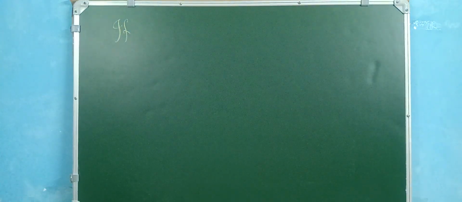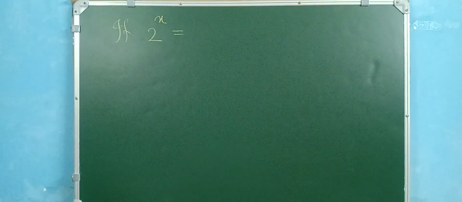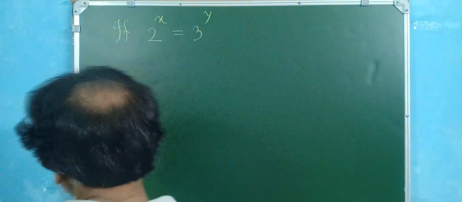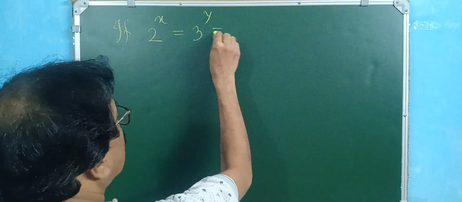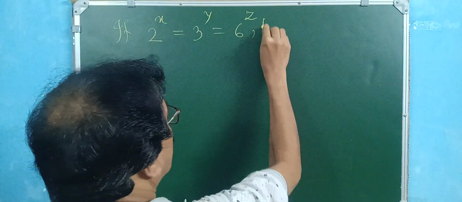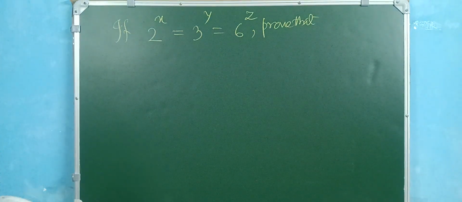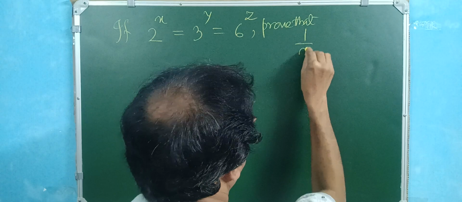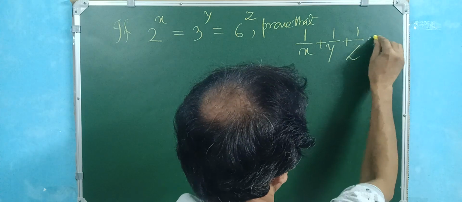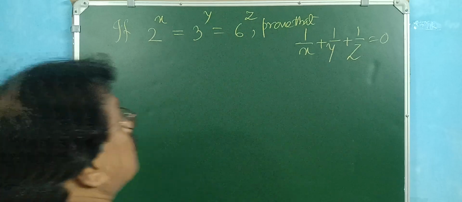A very important sum: 2 to the power x is equal to 3 to the power y. Okay, clear? 3 to the power y is equal to 6 to the power z. Now prove that 1 by x plus 1 by y plus 1 by z is equal to 0.